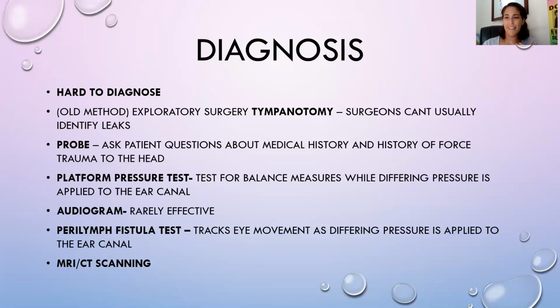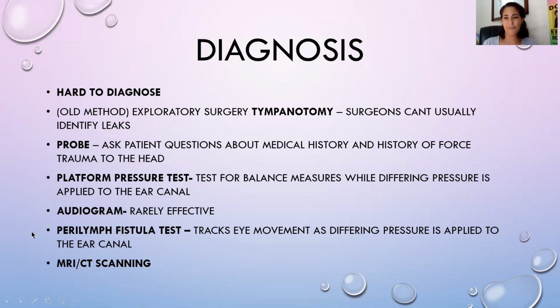So that was the old method of exploring and diagnosing, because we didn't have the technology that we have now. But now we have a better understanding, and we've decided that probing patients and asking them questions about their medical history is a really great way to figure out if anything occurred that could link this to a fistula. We also perform platform pressure tests, which are balance tests where they measure different things while you're standing on a platform, and they shoot different pressures into your ear, which I thought was really cool. I've never seen this done before.